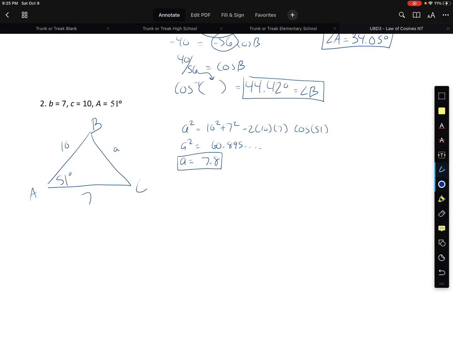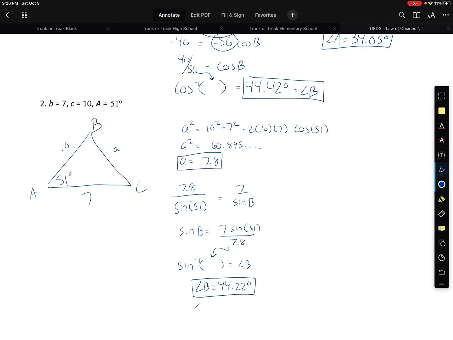Now, if I want, I could do law of cosines, or I could jump to law of sines. 7.8 over sine of 51 equals 7 over sine B. Cross multiply, divide, 7 sine 51 all over 7.8. I take that decimal answer, I type it in here, and I get angle B in this problem to be 44.22 degrees, which means angle C, 180 minus 51 minus 44.22, is 84.78 degrees.